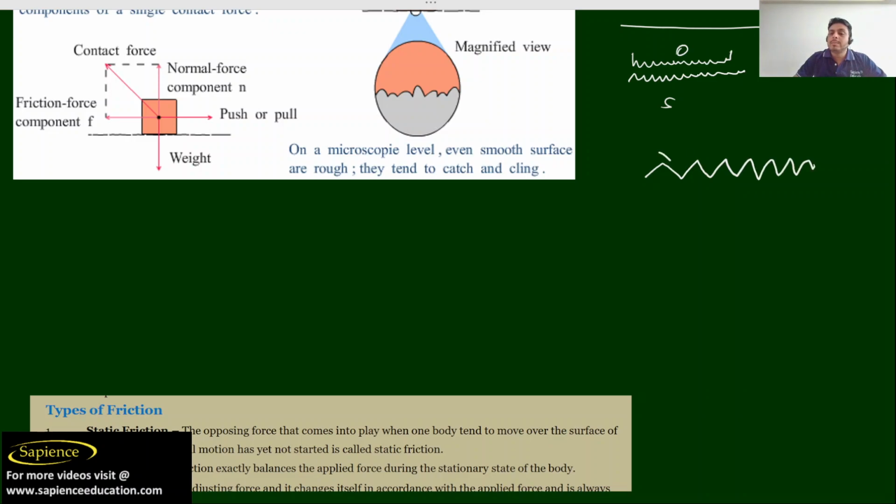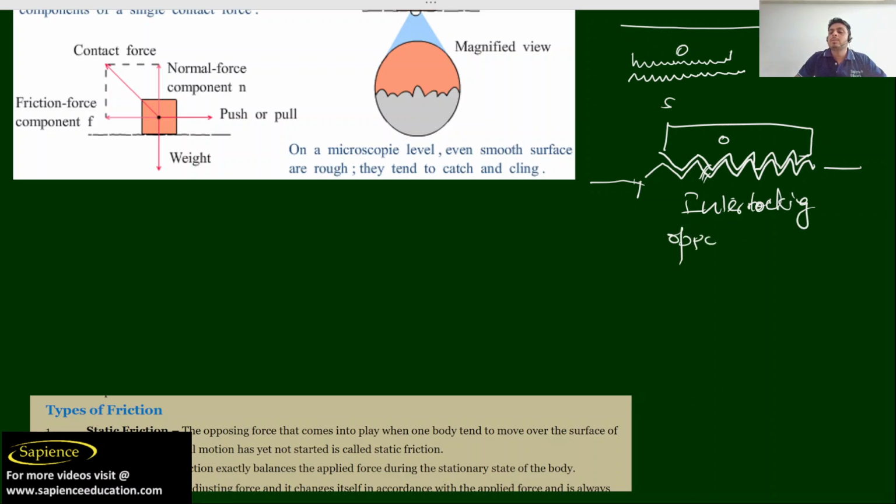Let us consider this is a surface, and an object is kept on it. So what will happen? See, they get interlocked. So when this object is kept on this surface, they get interlocked. This is interlocking. And if interlocking happens, then what will happen? It will oppose the motion, right?